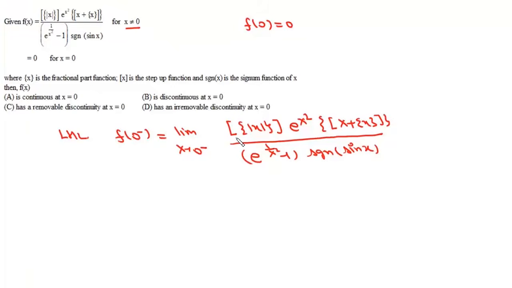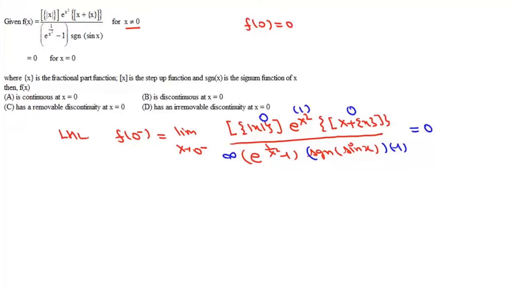sin x. Now we know that the greatest integer function of fractional part is always 0. In the same way, fractional part of greatest integer function will also be 0, and this is e to the power 0, which is 1. Now if you look at this denominator, then here in this case it will be e to the power infinite minus 1, which is infinite, and here signum of sin x. Now when x is less than 0, sin x is negative. In this case, signum of sin x will be simply minus 1. So this is 0 upon infinite, and 0 upon infinite is 0. So left hand limit for this function is 0.